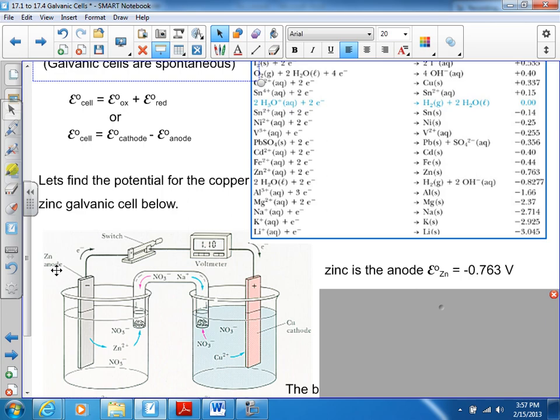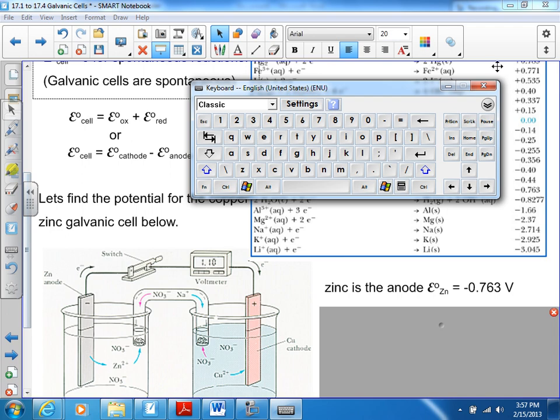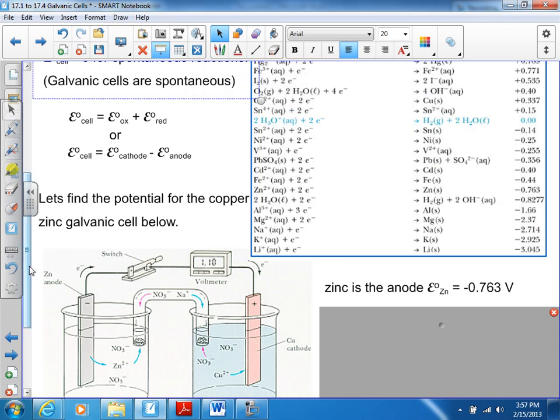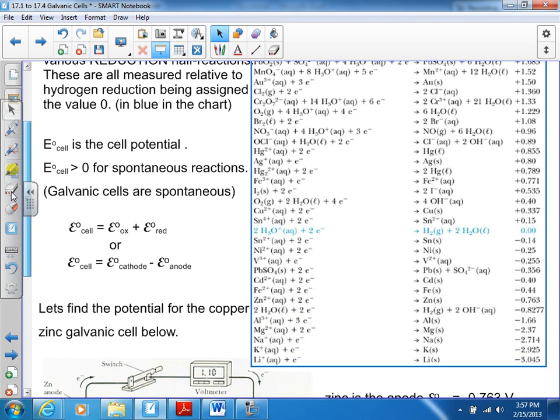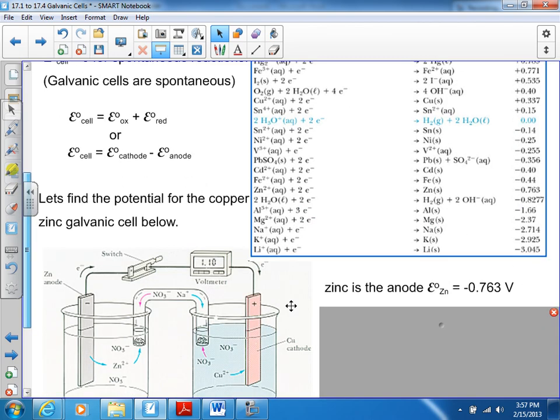So they tell you zinc is the anode. We look up the value for zinc. Let's see, where is zinc? You just look over here, zinc, zinc, zinc, zinc. I don't see it. I'm being a little bit slow right now. There it is, zinc. Right here, negative 0.763.